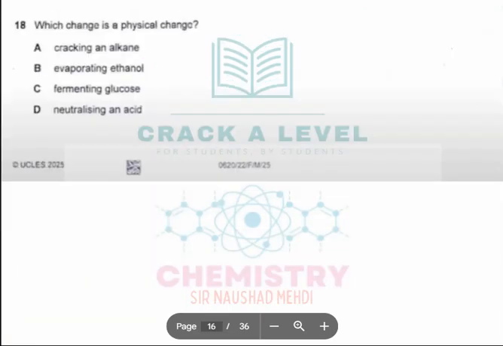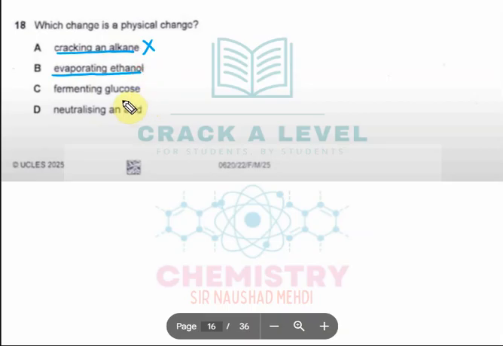Which change is a physical change? Physical change is the one in which no new substance is being formed. Okay, so only the state would be changing. Here we can see cracking of alkane. Cracking of alkane, you know, is a chemical reaction in which the alkane is being broken down to form shorter chain alkanes, or it converts into alkenes also. So basically the compound is being changed over here. So this is a chemical reaction.